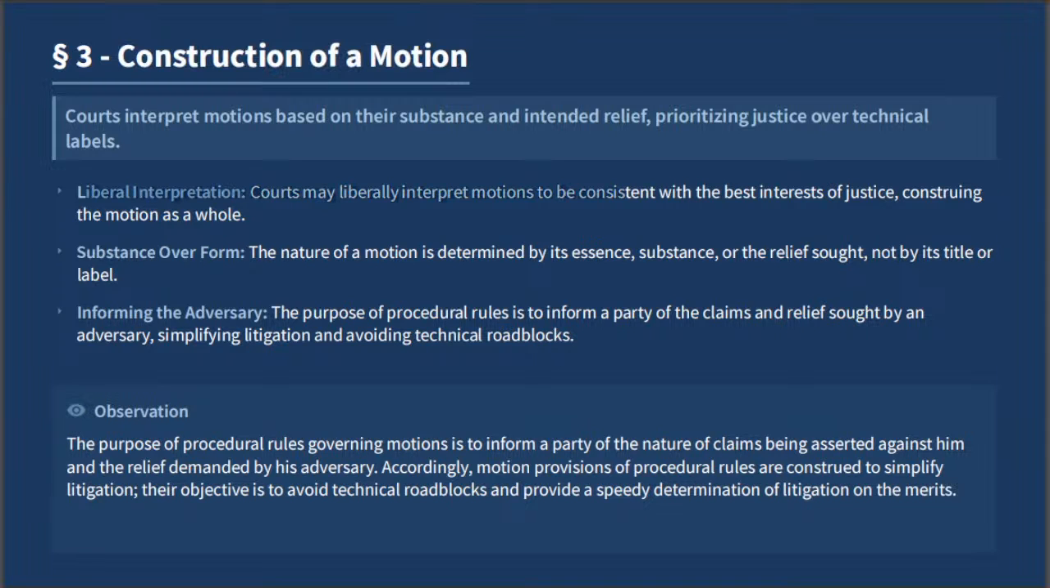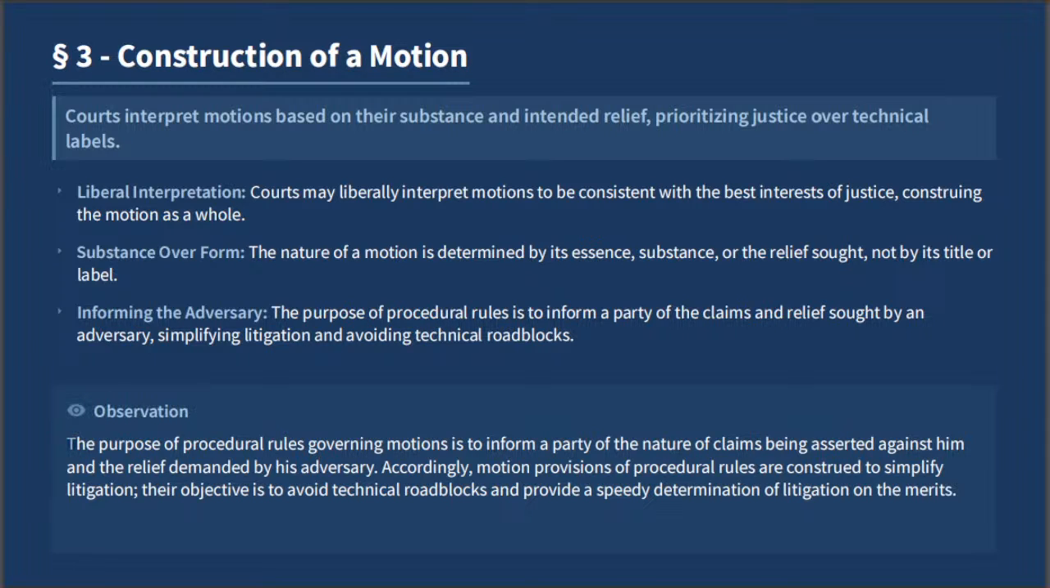Better to have it well worded than to leave it up to a liberal interpretation. The nature of the motion should be determined by its essence, substance, or the relief, not by its label, especially when a lot of these filings can be under just general labels. And informing the adversary. The whole purpose of the procedural rules of having to have a motion in the first place is to inform parties of claims and relief sought by an adversary. This simplifies your litigation and avoids technical roadblocks like hearsay and such.